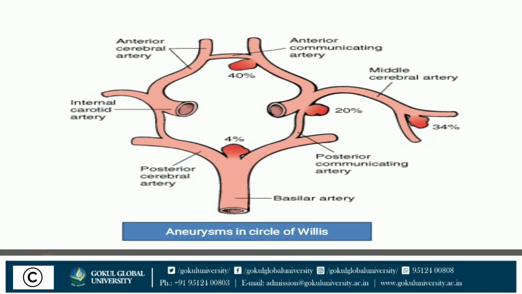In this diagram you can see an aneurysm in the circle of Willis in the brain. There is written 40%, 20%, 34%, 4% and redness. That is the swelling and dilatation of the blood vessel, which becomes weaker, and at any time it can burst, so it is a risk for any person who is suffering from this condition.